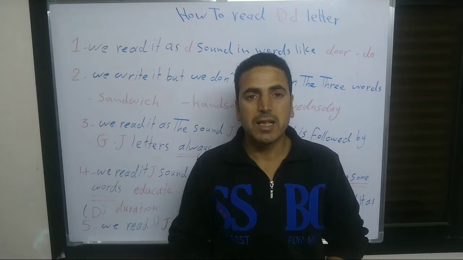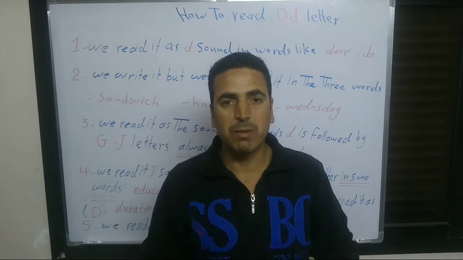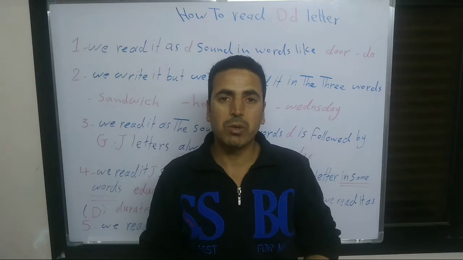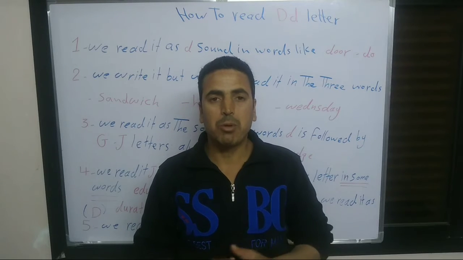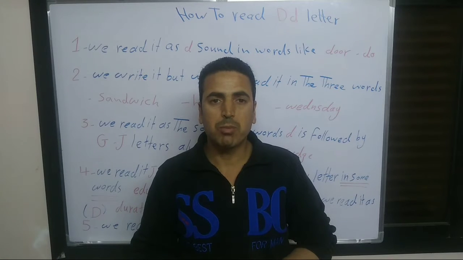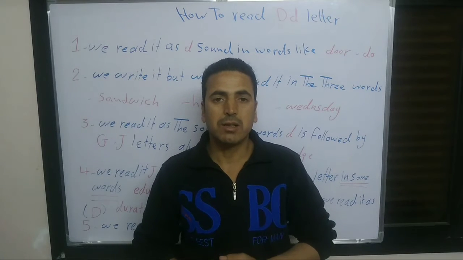Our lesson today is the fourth letter of the English alphabet, which is the letter D. Today we are going to deal with this letter in an elaborate way, and we will find the secrets in which we have problems pronouncing this letter in words.